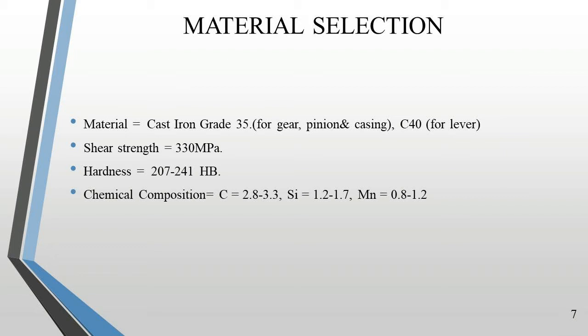The shear strength is 330 megapascal. Hardness is 207 to 241 HB. The chemical composition is 2.8 to 3.3% of carbon, silicon of 1.2 to 1.7% and manganese of 0.8 to 1.2.